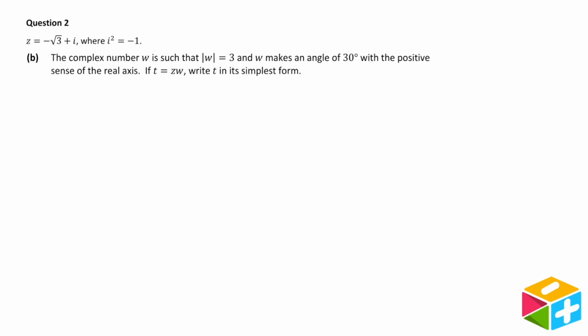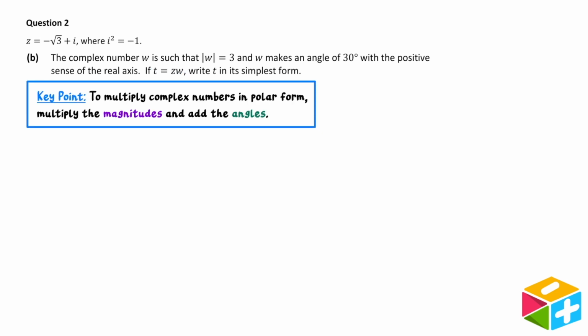We are asked to find t in its simplest form, where t is equal to z times w. This means that t can be found by multiplying together two complex numbers, z and w. The key to solving this question is the following. To multiply complex numbers in polar form, multiply the magnitudes and add the angles.